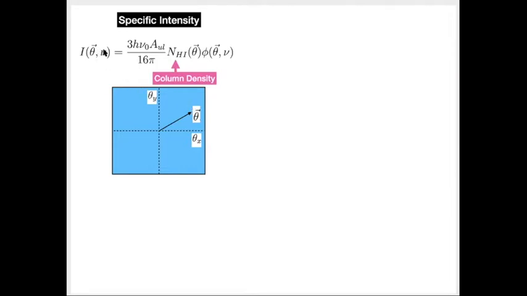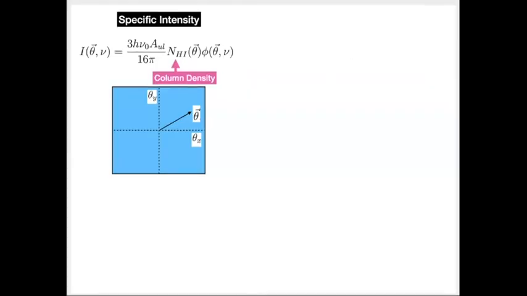It also depends on the frequency because it's a spectral line. And what is the specific intensity? So on the right hand side, I have 3 Planck constant, the rest frame frequency, which is 1420 megahertz, A_UL, which you remember is the Einstein A coefficient, by 16 pi. I have the column density at that particular direction. So this is the density integrated over the line of sight. The unit is like atoms per centimeter square. And then I have the line shape function, which may depend on the direction I'm looking at. It obviously also depends on the frequency.